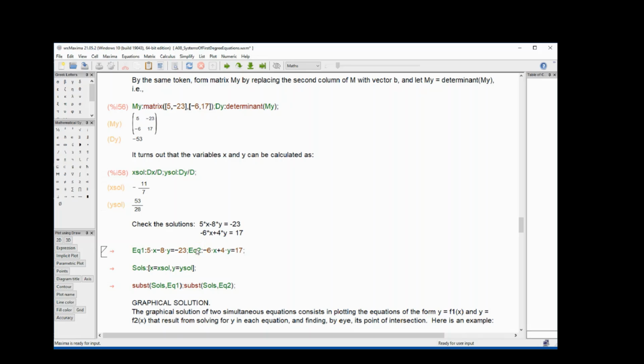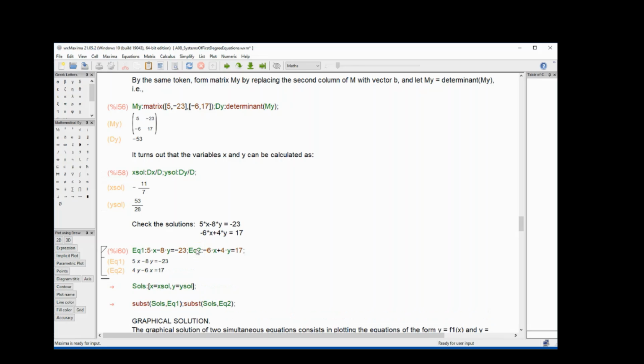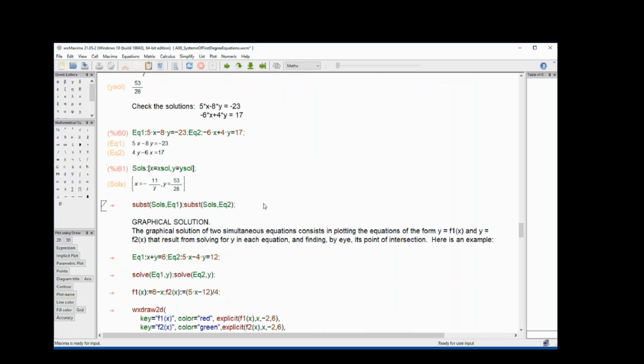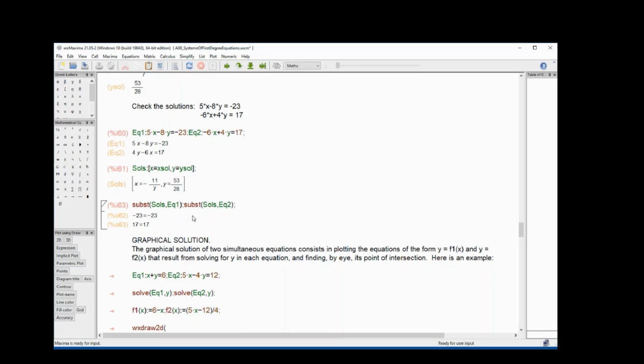We're going to check these by redefining the functions, the equations, and then making x equal to x sol, y equal to y sol, and substituting those solutions into equation 1 and equation 2, and we get equalities.